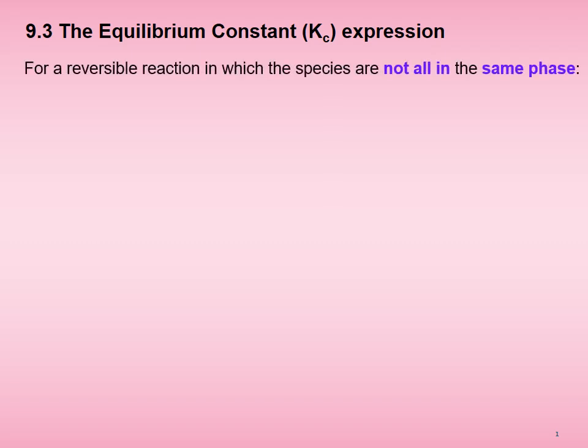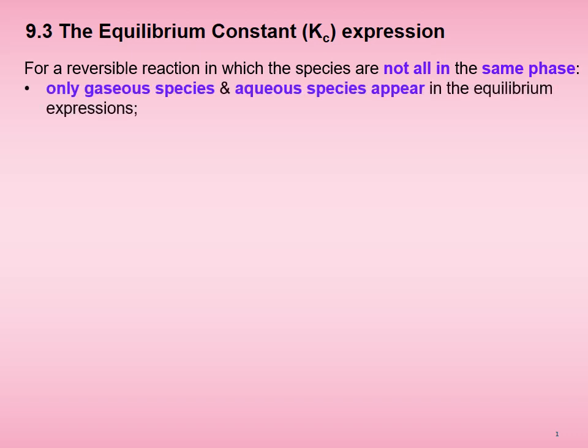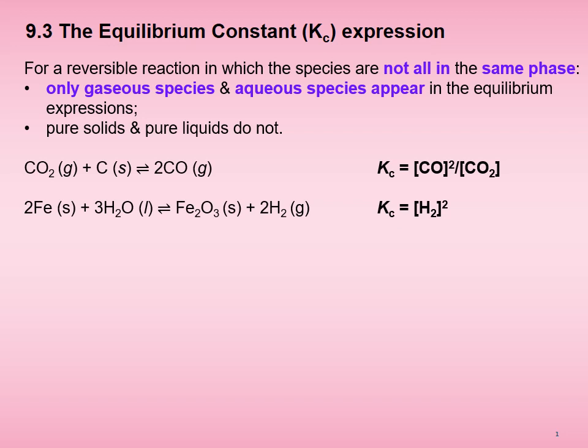When the species in a reversible reaction are not all in the same phase, only gaseous species and aqueous species, which are species dissolved in water, appear in the equilibrium expressions. Pure solids and pure liquids do not. In the examples given, pure solid carbon, pure solid iron, pure liquid water, and pure solid iron(III) oxide do not show up in the equilibrium constants. Only the gases show up in the equilibrium constants.